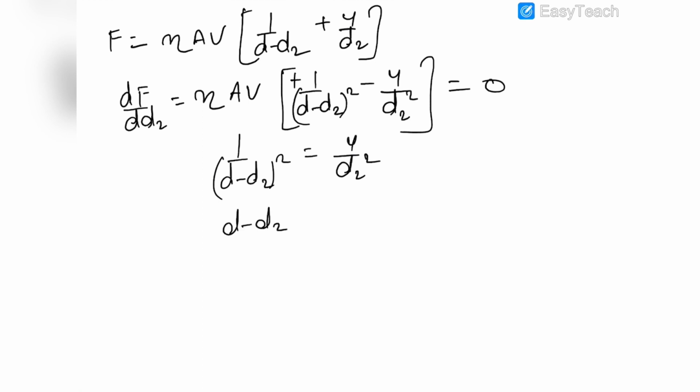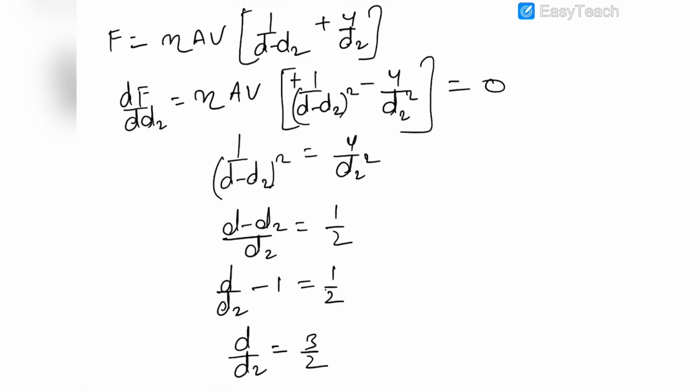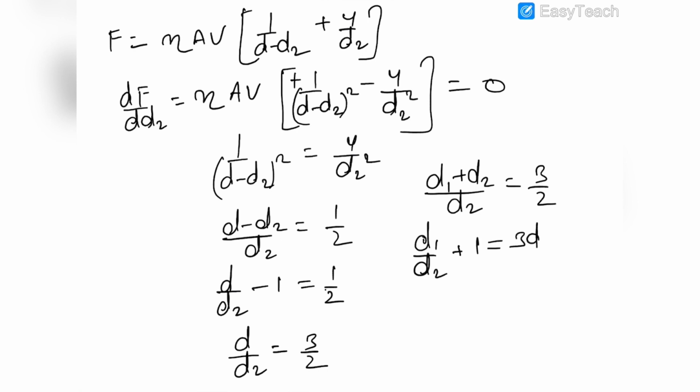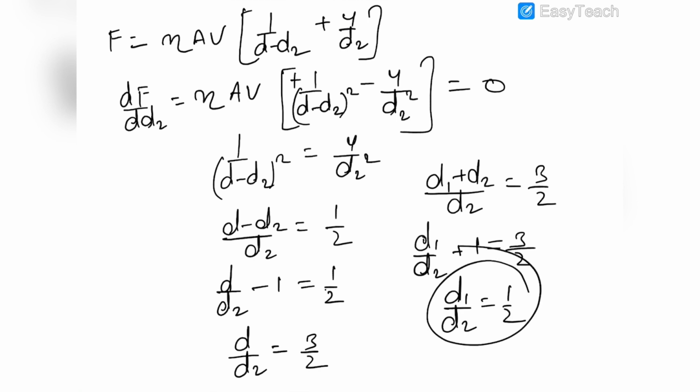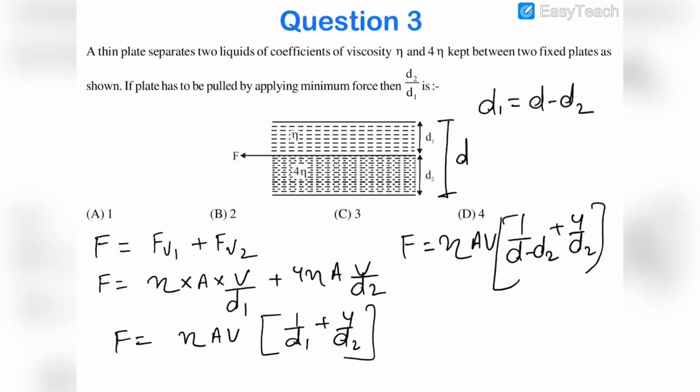and (d minus d2) upon d2 is equal to 1 by 2, and d by d2 minus 1 is equal to 1 by 2, and d by d2 is equal to 3 by 2. And we know that d is equal to d1 plus d2. So (d1 plus d2) upon d2 is equal to 3 by 2. So this is d1 by d2 plus 1 is equal to 3 by 2, and d1 by d2 is equal to 1 by 2. So the correct answer of d2 by d1 is 2. So the correct answer is B.